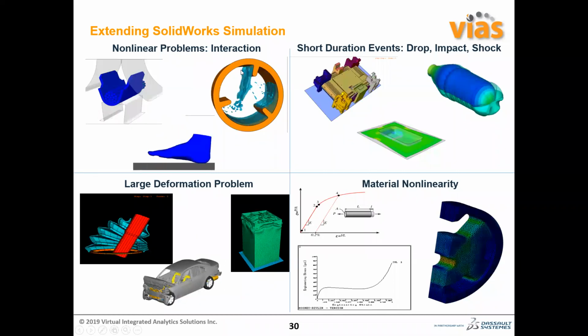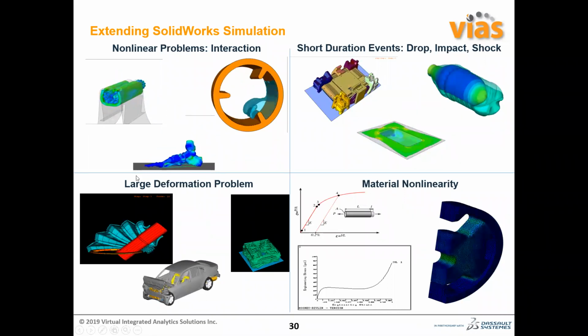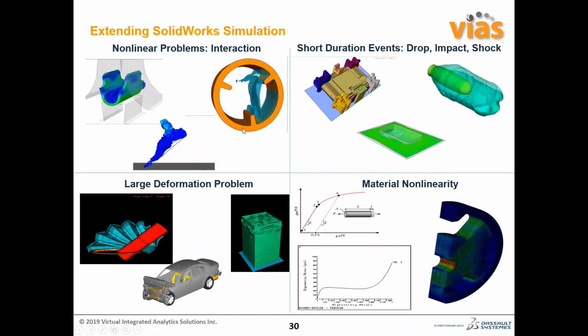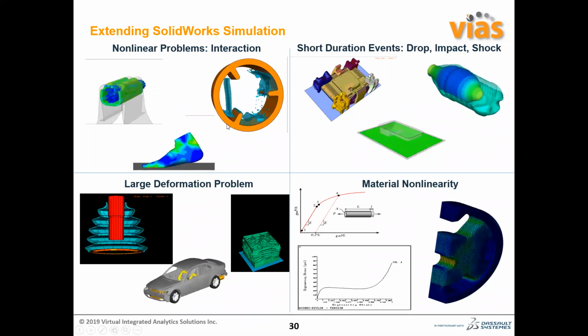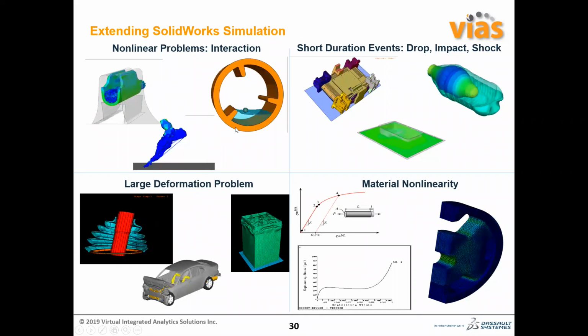And definitely in all these simulations you see the materials are really not metallic materials. This is a front loading washing machine, where you have fluid and structure interacting with each other.